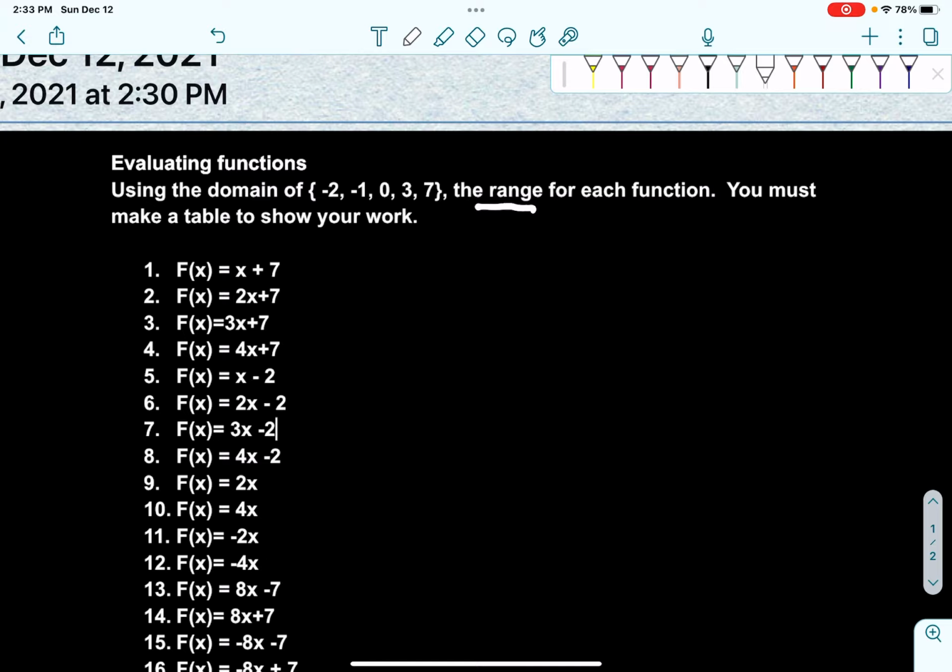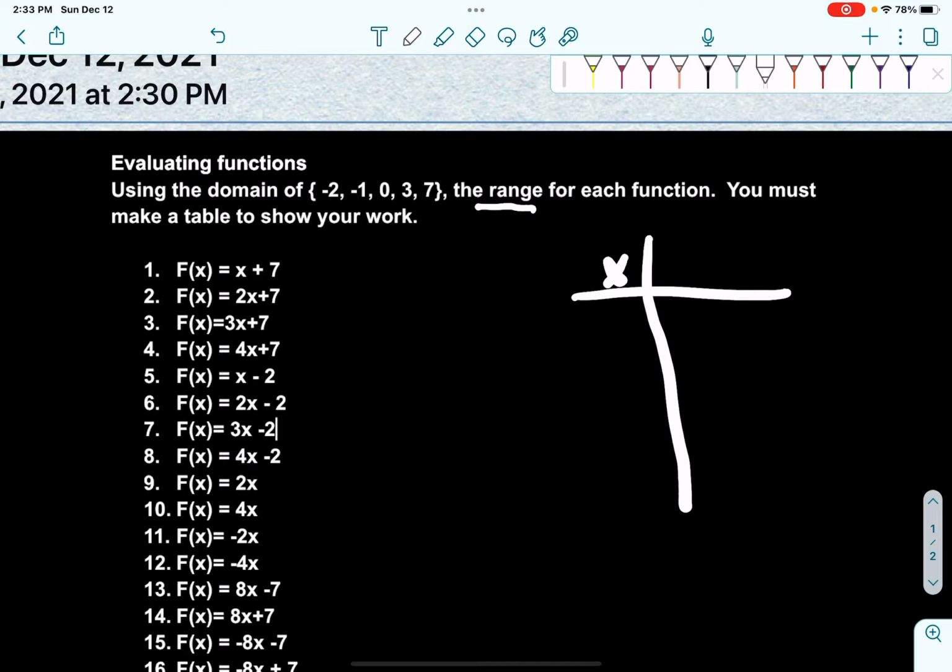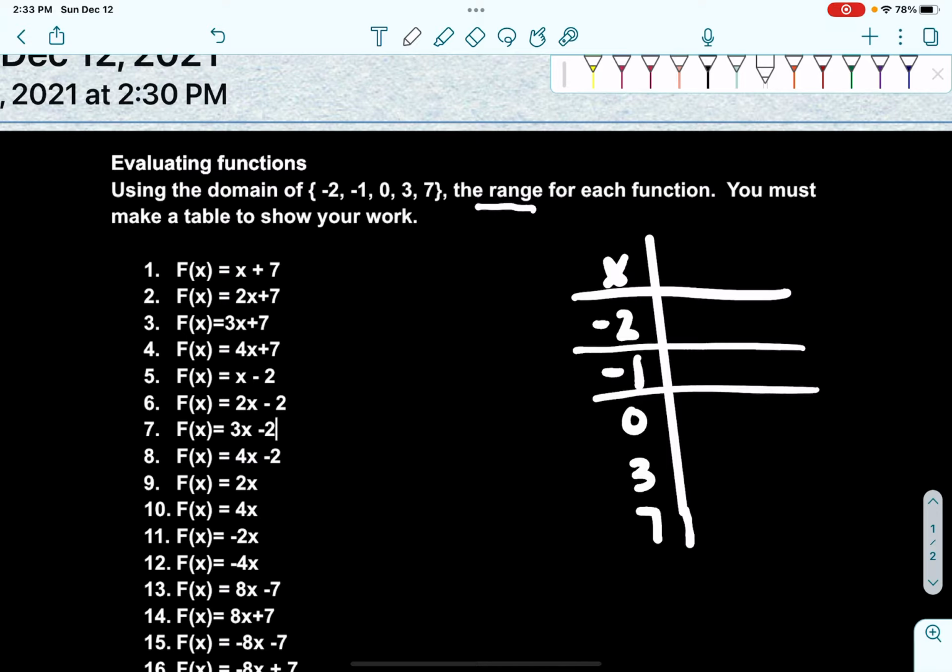So first of all, every table is going to start out looking like this. It's going to have -2, -1, 0, 3, and 7. So every single one of these problems that you're doing is going to start out there. And then you're going to take whatever function they give you and it's going to go here. So on the first one, I have f of x equals x plus 7. So that means this is going to go here.